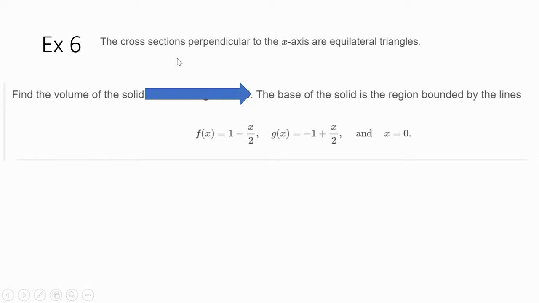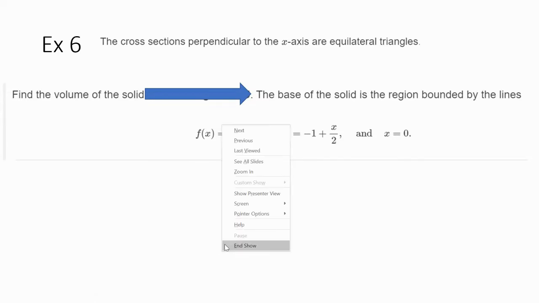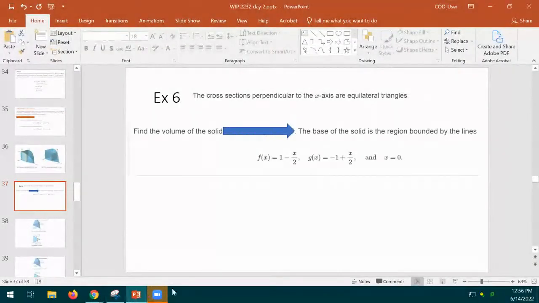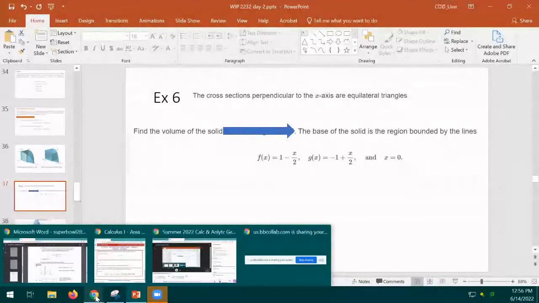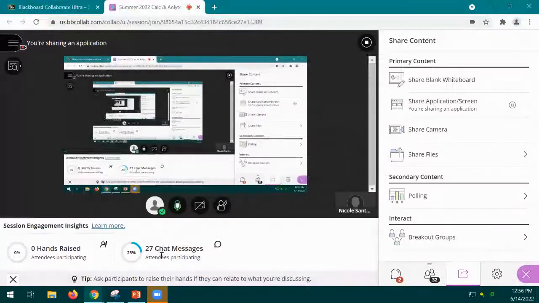The cross sections perpendicular to the x-axis are equilateral triangles. Now, you want to remember what an equilateral triangle is, and I think I'm going to pause just for a minute, go to the blank whiteboard, and try to draw an equilateral triangle. It won't be perfect, but there is one.